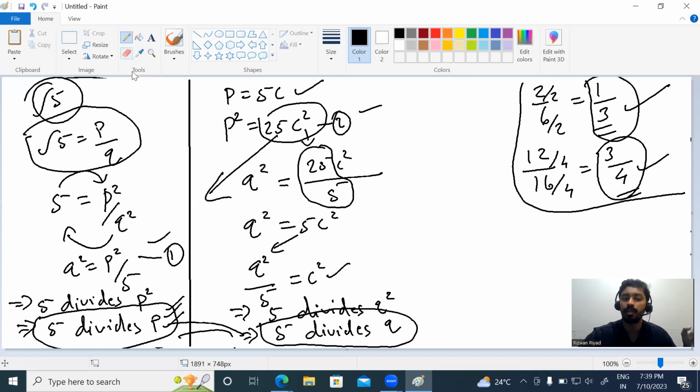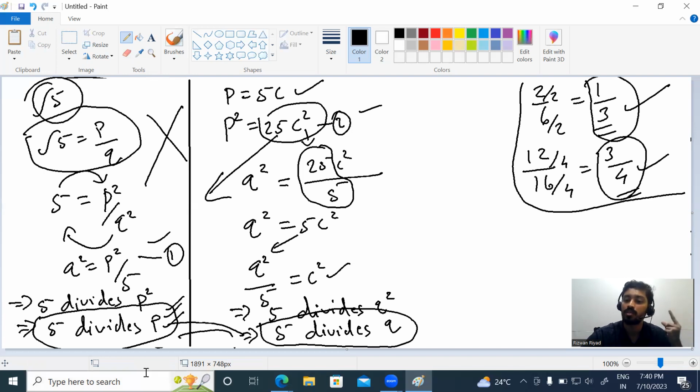According to our assumption, there is no common factor, but here we have reached that there is a common factor 5. Both are opposite; both are a contradiction. So from this contradiction, we can conclude that our assumption was wrong. That means the opposite of our assumption is correct.